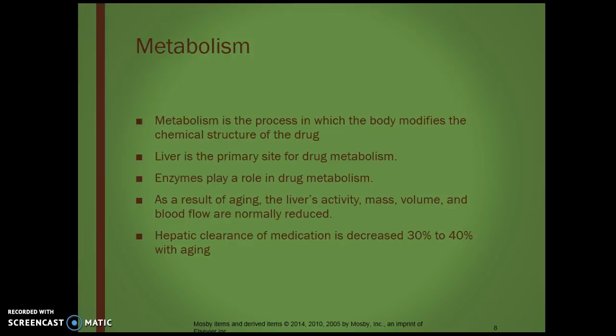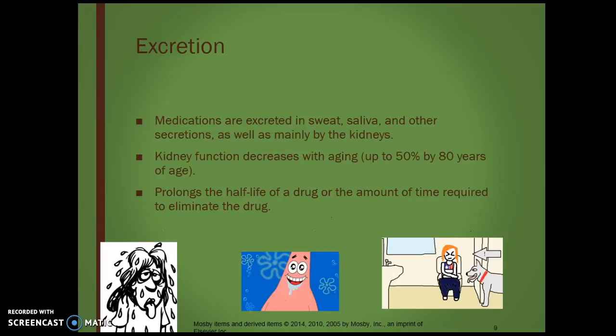Hepatic clearance of medication is decreased 30 to 40% with aging. So if I have a patient that has a lower hepatic clearance, what's that going to mean? That I'm not metabolizing the drug the way that I should, and therefore I can end up building up a level in my body that I shouldn't have. That's going to go into excretions.